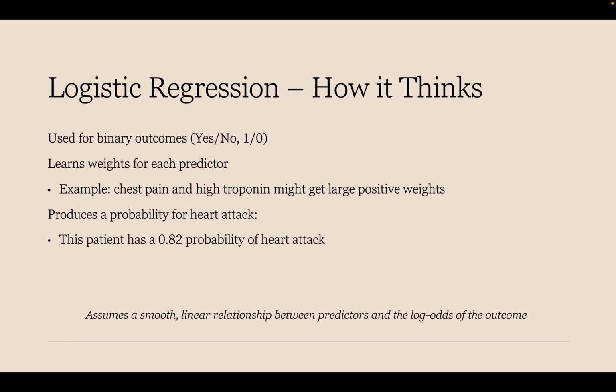So what is logistic regression and how does it think? Logistic regression is basically a smart weighted sum of the inputs passed through an S-shaped function. Each risk factor gets a coefficient. If chest pain and high troponin are strongly associated with heart attack, the model learns large positive weights for those variables. The output is a probability between 0 and 1.